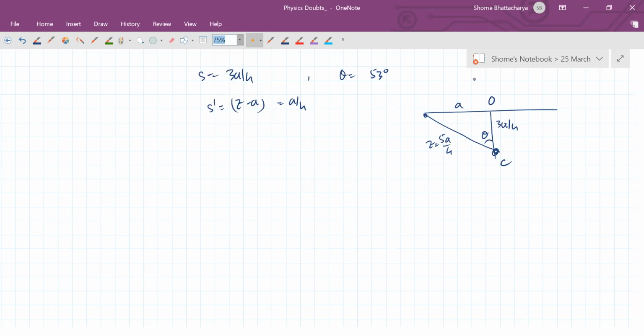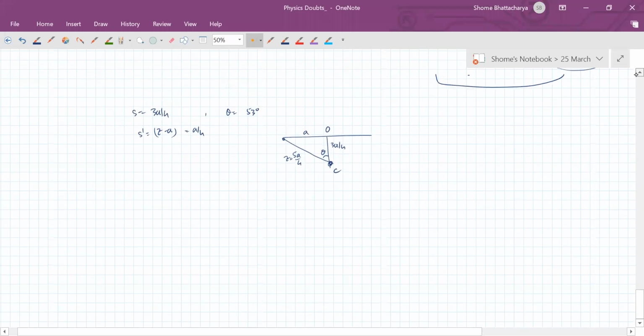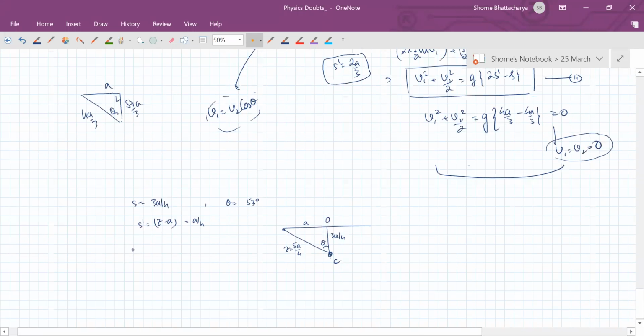Okay. So at that point of time, our equations will become like this. V1 is equal to V2 cos 53. So V1 is equal to 3 by 5 V2. Okay. And this equation V1 square plus V2 square by 2 is equal to G into 2S prime. So that will be A by 2 minus 3A by 4.